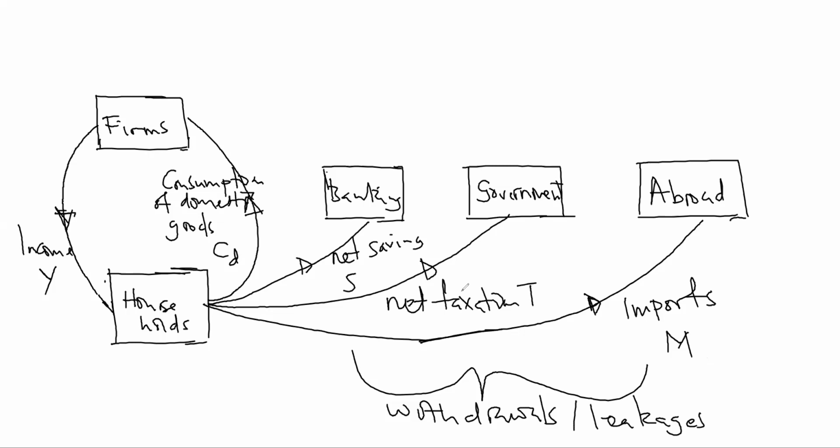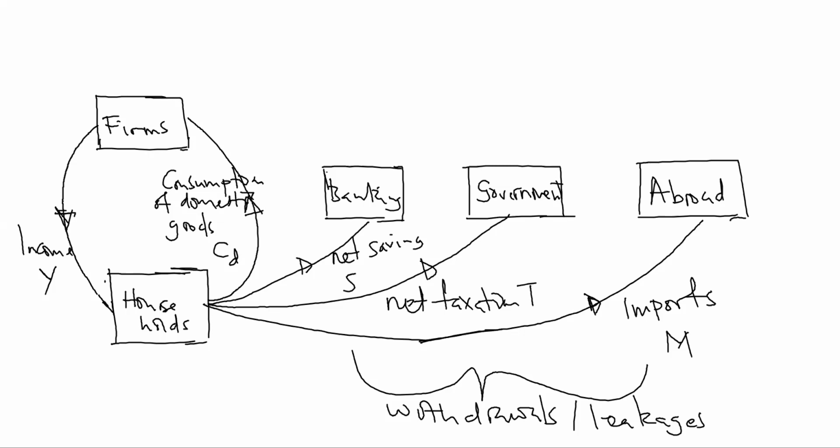So, what do you mean by withdrawals and leakages? Where is that between bank, government, and abroad? Yes. Look, money is supposed to be flowing within the inner circular flow. So if money goes away from the inner circular flow through net savings, through net taxation, through imports, so S, T, and M, these are called withdrawals because income is being withdrawn from the inner circular flow model. So S, T, M are called withdrawals, or sometimes leakages. Money is leaking out of the inner circular flow.